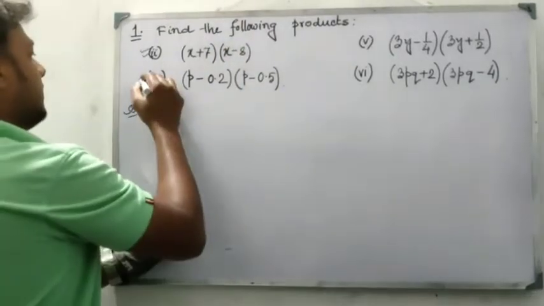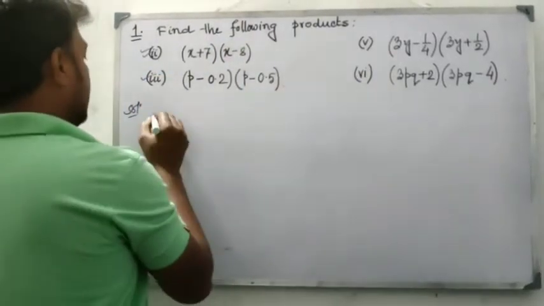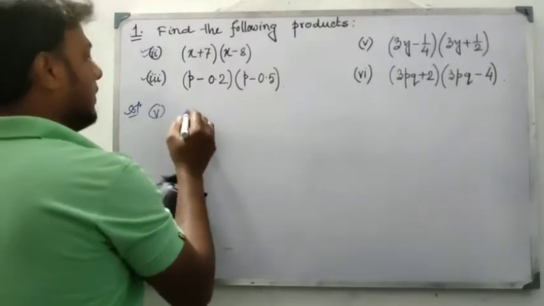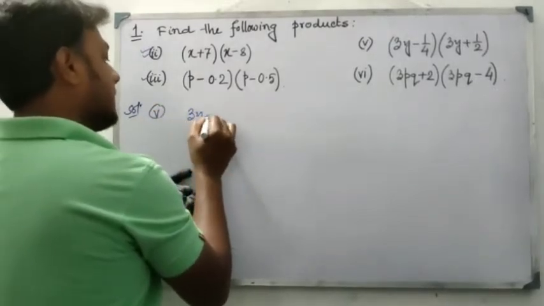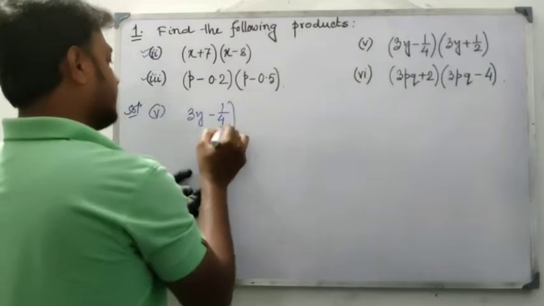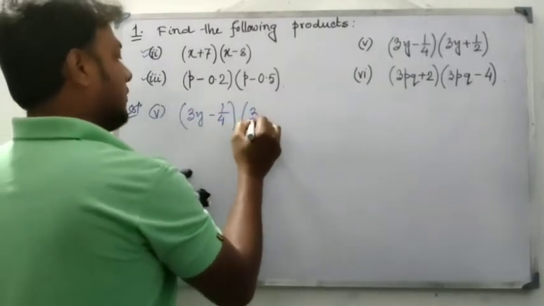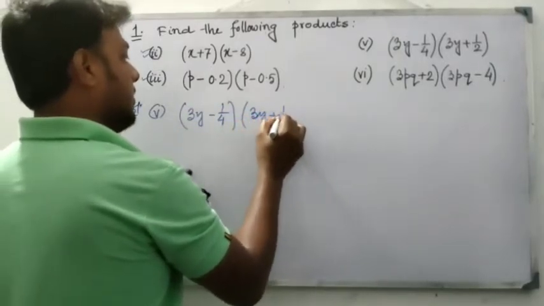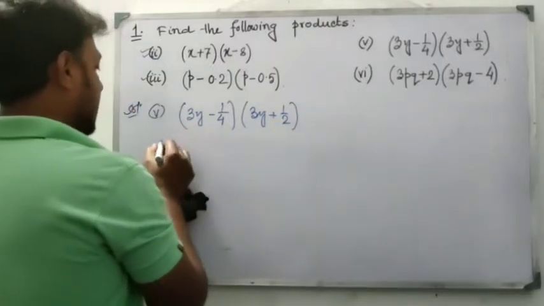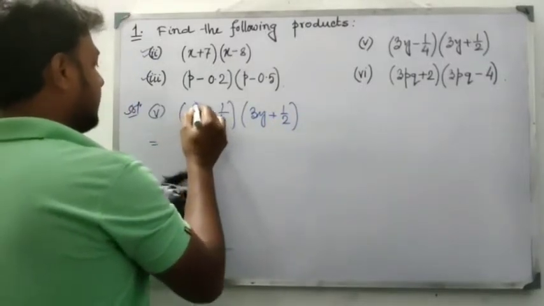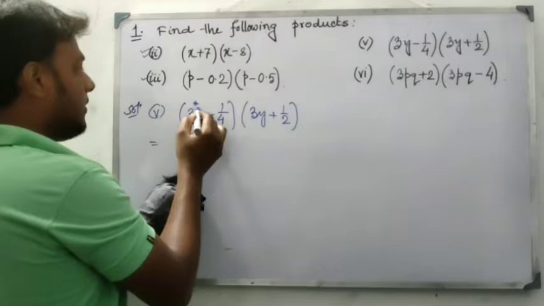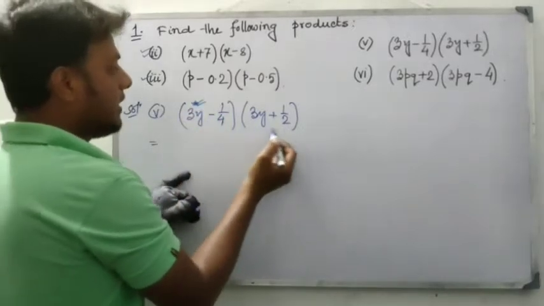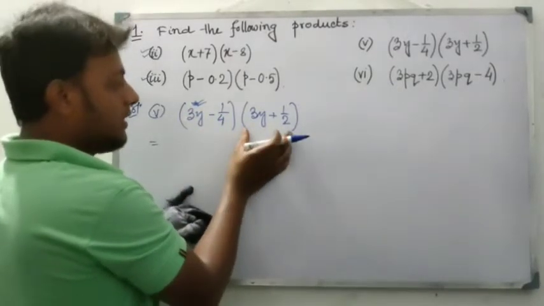This problem done. Next, fifth number problem. It is given (3y − 1/4)(3y + 1/2). Again consider the first term of this factor, 3y, and multiply with all of the second factor.